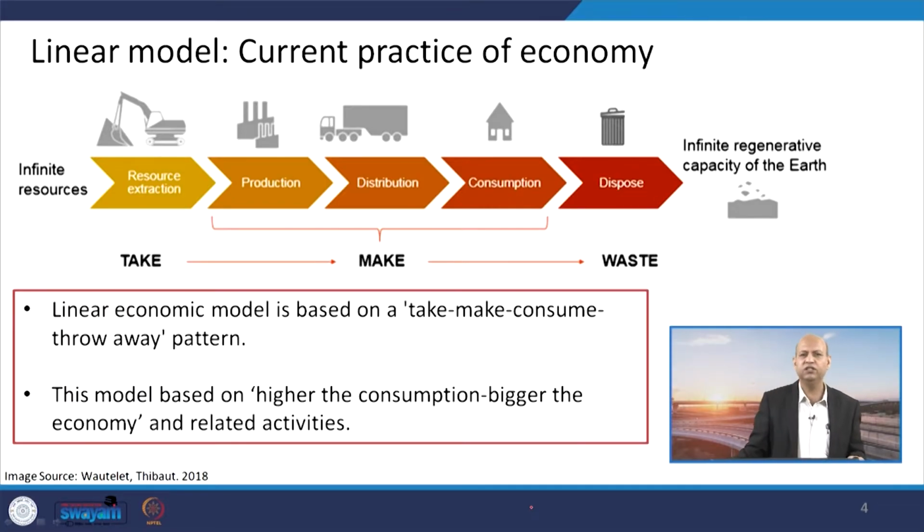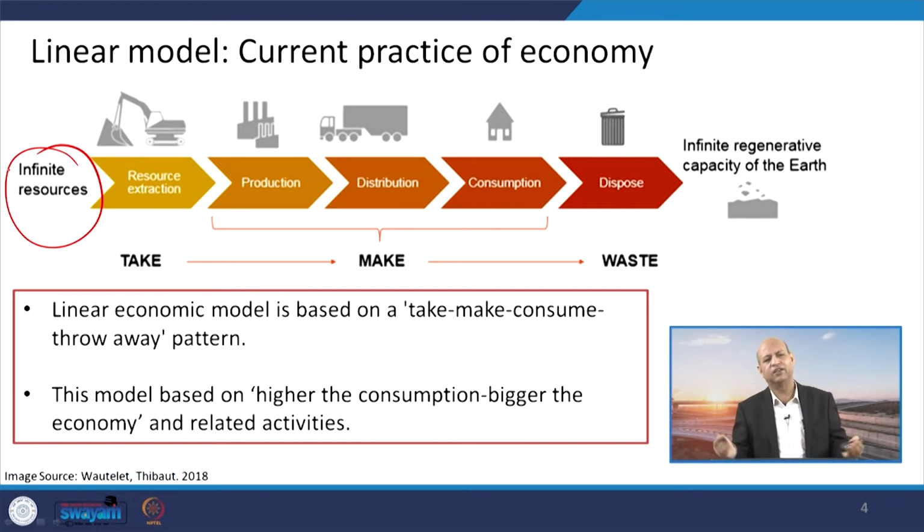When we see economic activities, it reflects a linear kind of action. This particular economic model which we are dealing with looks like there are infinite resources, and we can extract any kind, like we can mine and take resources n number of times. This is the basic underlying assumption, as if it looks like that.